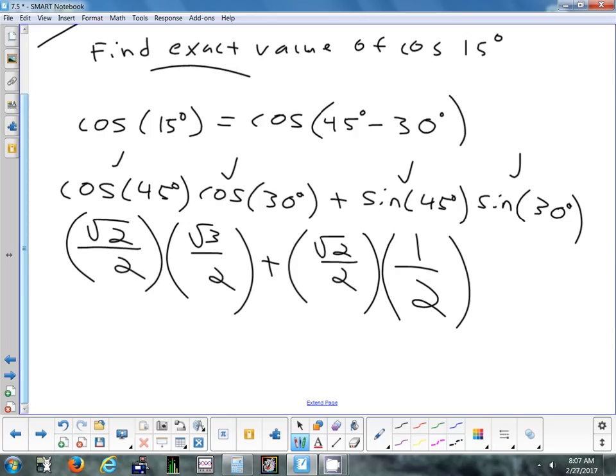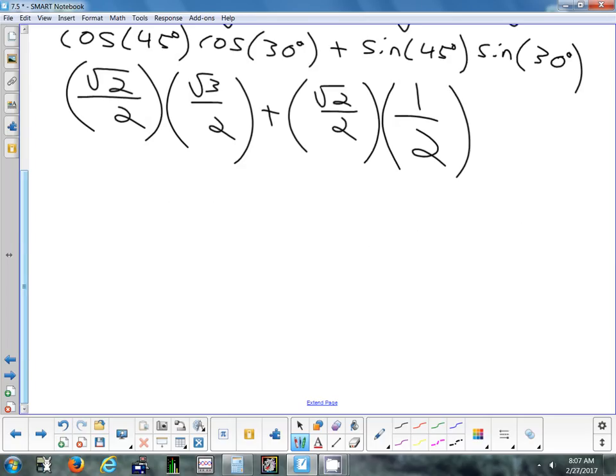Square root of 2 times square root of 3 over 2, right? What do you get again? The square root of 2 times square root of 3 over 2. Hold on one second. Let's go like this. What's the answer to that? AC over BD. You multiply these together, right?